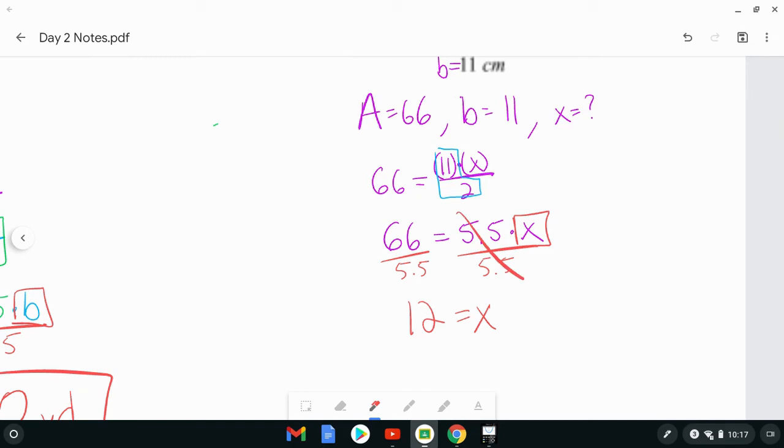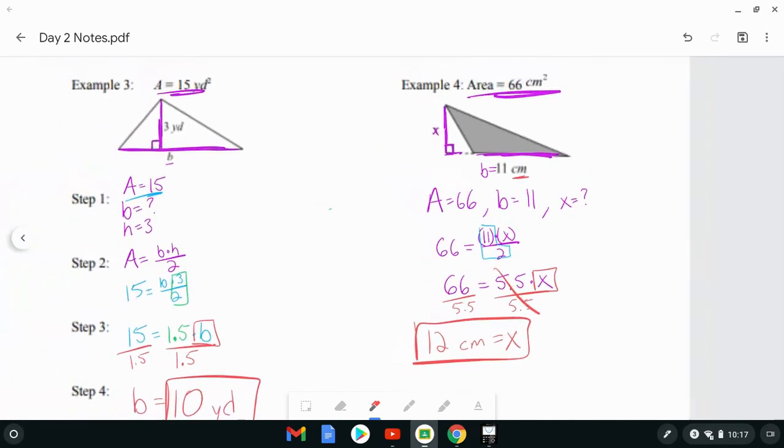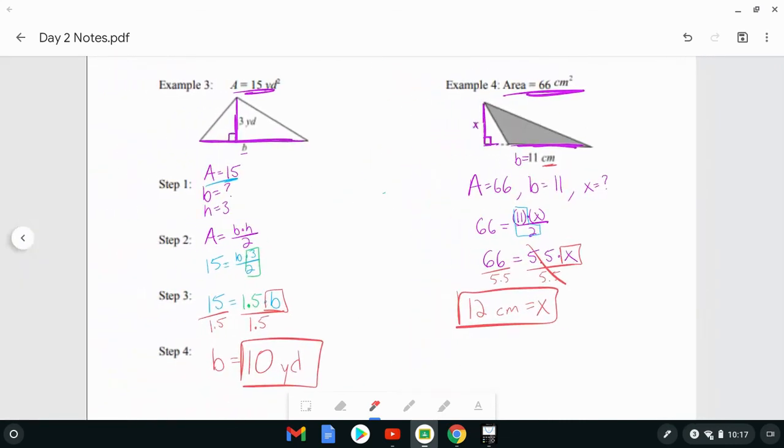So x equals 12, but let's leave enough space for our units, which in this case is centimeters. So again, very similar to the rectangle and the parallelogram problems. The only difference is make sure you have that fraction, so you got to do the one extra step of simplifying the fraction before you solve.